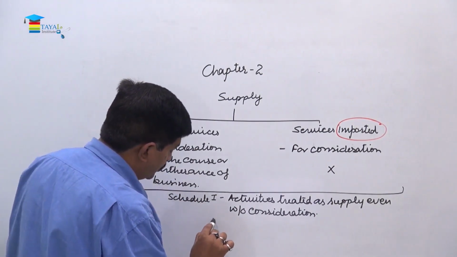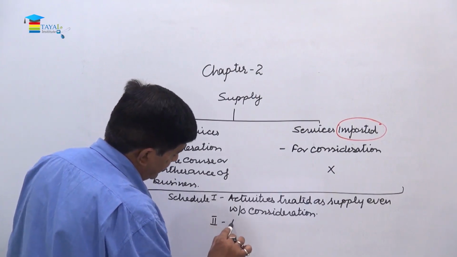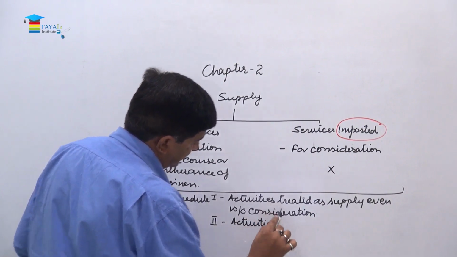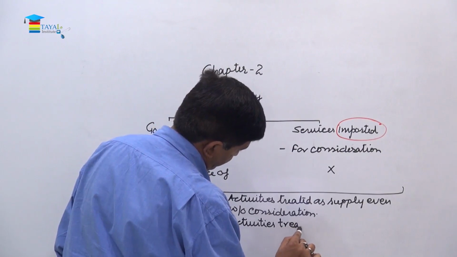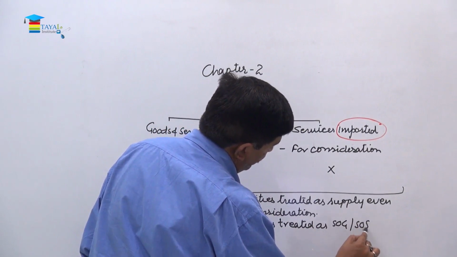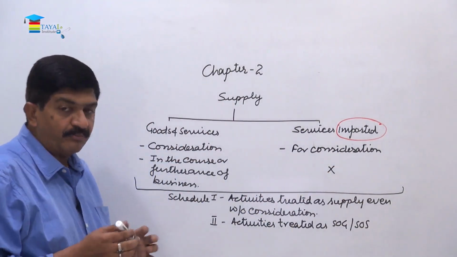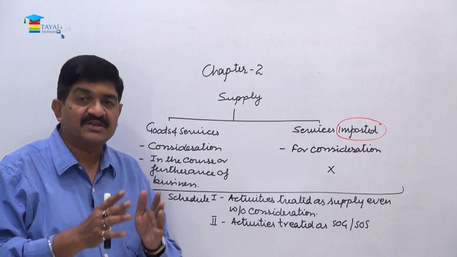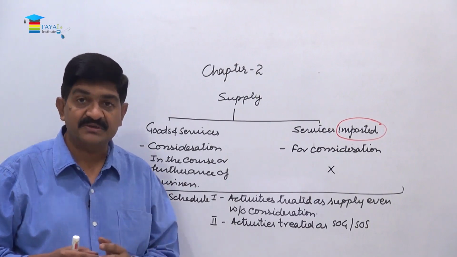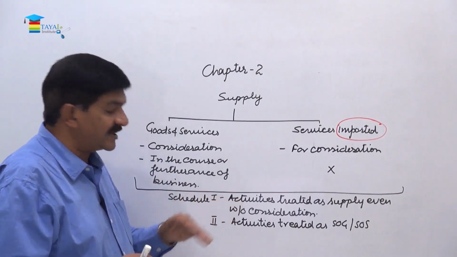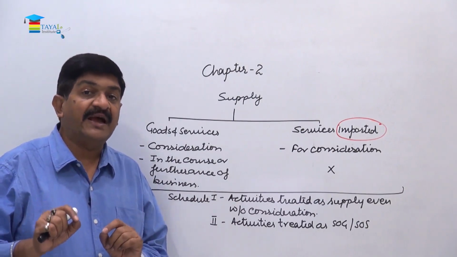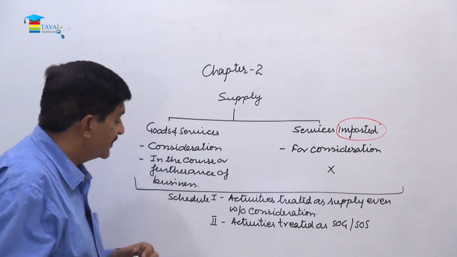In Schedule 2 we have activities treated as supply of goods or supply of services. So normally there is a combination. When the goods are also there, services are also there, then how it is to be treated, whether it is to be considered as supply of goods or supply of services. There are a number of activities listed in Schedule 2 where it is clearly mentioned that it will be treated as supply of goods or supply of services.